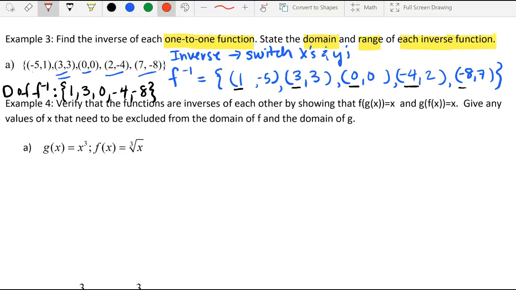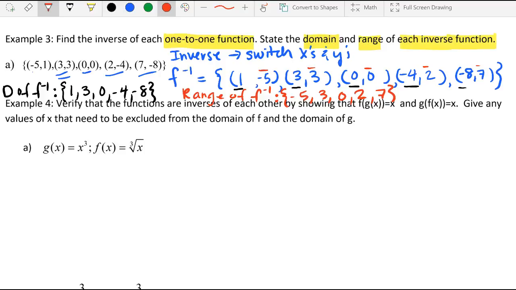And I'm going to make this colorful. Range of the inverse with this notation. Again, it's a set of all the outputs. So -5, 3, 0, 2, and 7. And those are them. Not too bad, right?